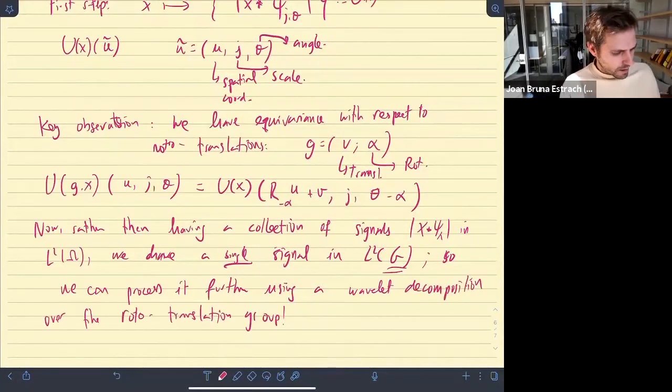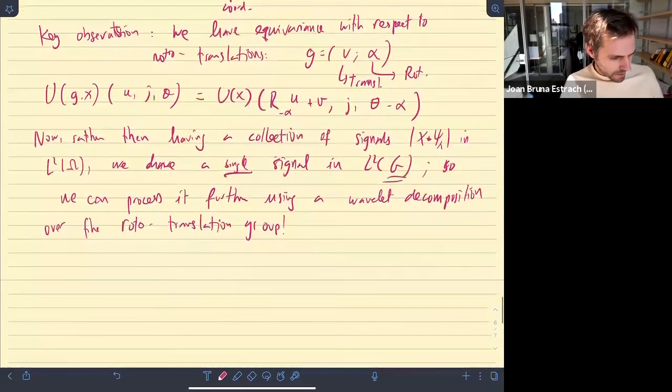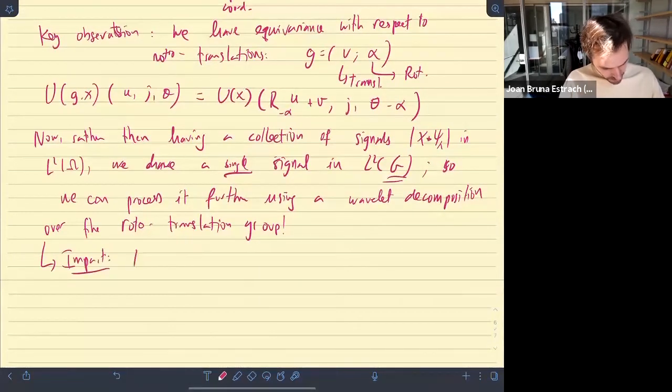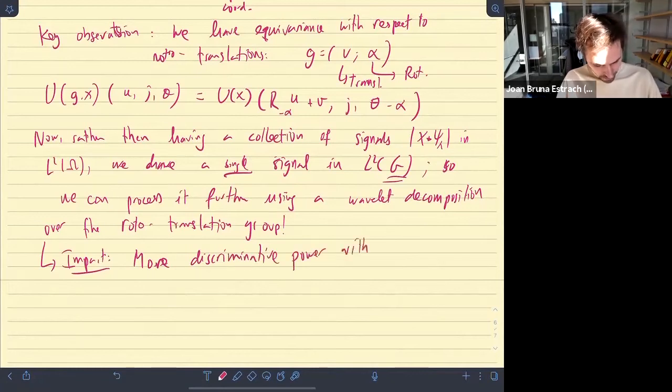And so there's other, and this has actually improvement, right? So what is the impact of this? That you have more discriminative power, with no loss of stability or impact.